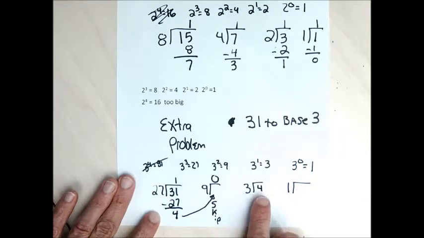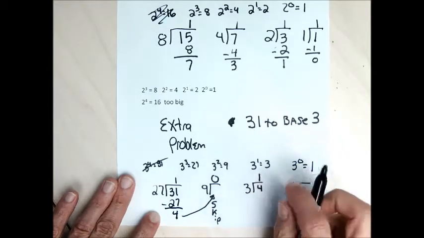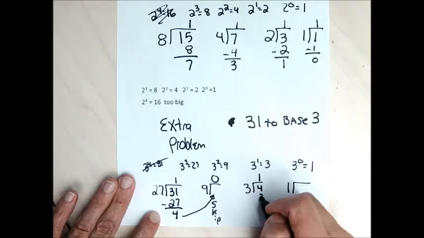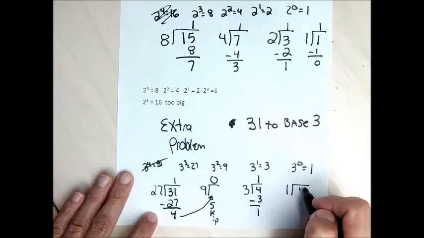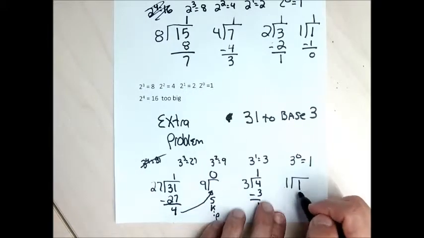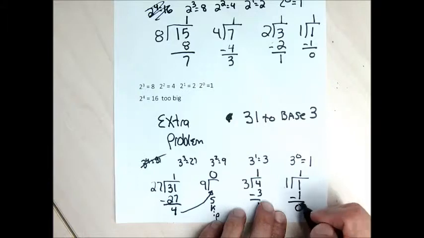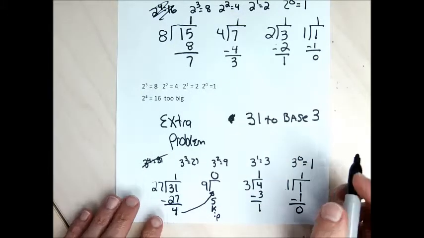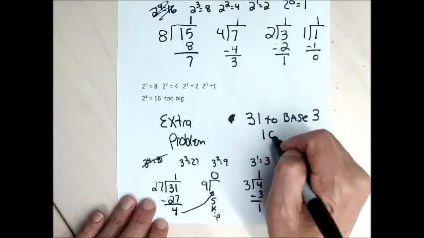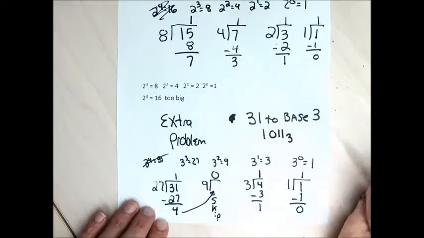Now I'm going to say 3 goes into 4 one time. 1 times 3 is 3. 4 minus 3 is 1. Bring my remainder over. 1 goes into 1 one time. 1 times 1 is 1. 1 minus 1 is 0. If I was asked to convert 31 to base 3, it would be 1011 base 3.